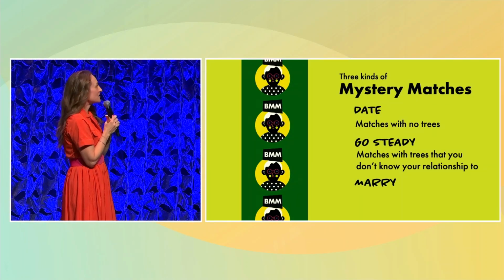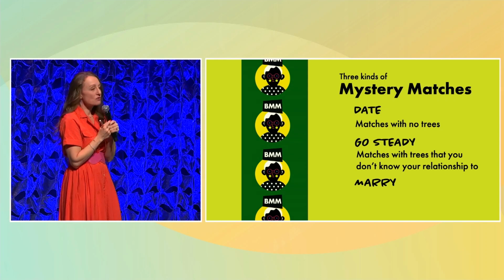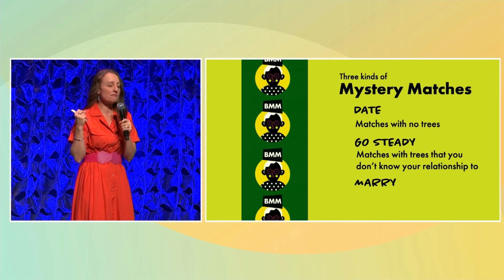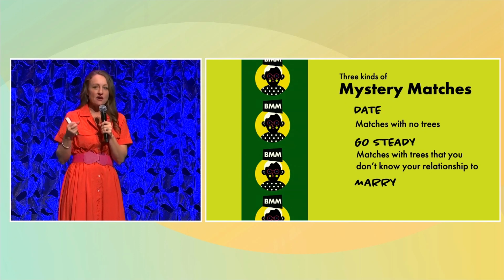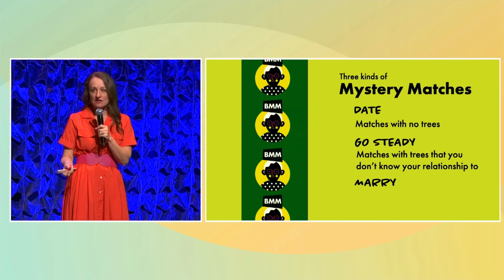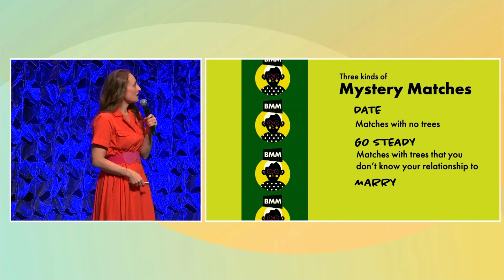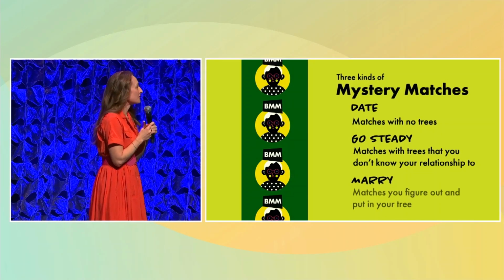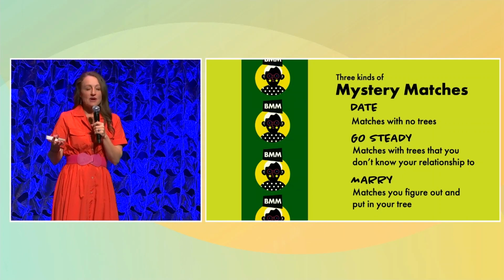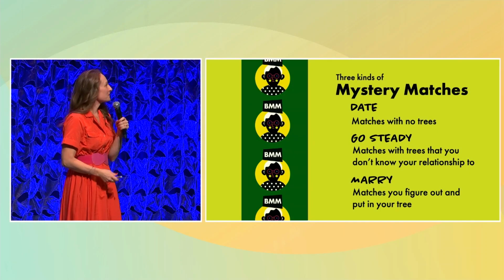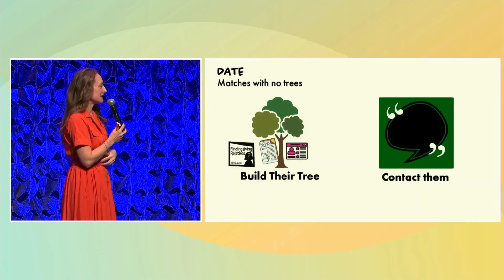Going steady matches are matches with trees that you don't know your relationship to. Again, these are the matches that are most valuable because they've already told you a little bit about who they are, so you can work with what they've given you to expand your knowledge of their family. And lastly, of course, marry are those that you actually figure out your relationship to and you can add them to your tree. Okay, so let's start first with dating.